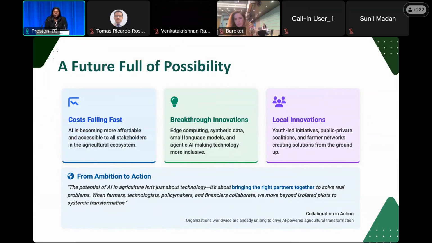We see this as a future full of possibility. Things are changing very fast. We see more and more use cases coming up. Impact evaluations are being done for existing use cases. Use cases are being translated from one region to another.